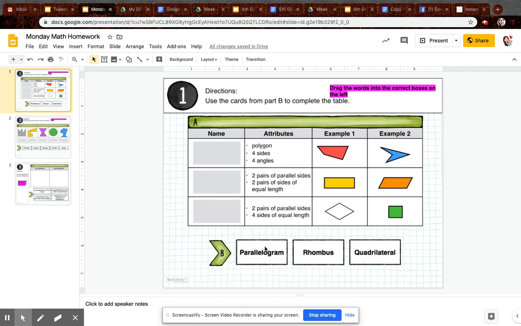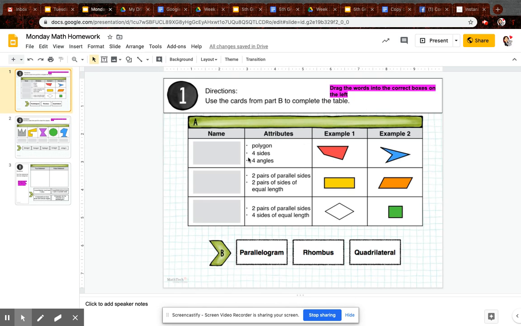So hopefully you've already done the homework. If you haven't, then you need to get out of this video, go do the actual work, and then you can come back here and check how you did. So for this one, we're going to use these cards down here. We're going to put them in the right place up here to see which of these they match.